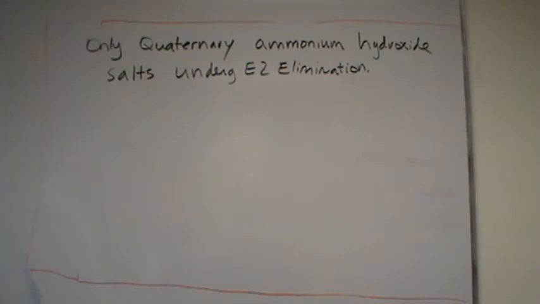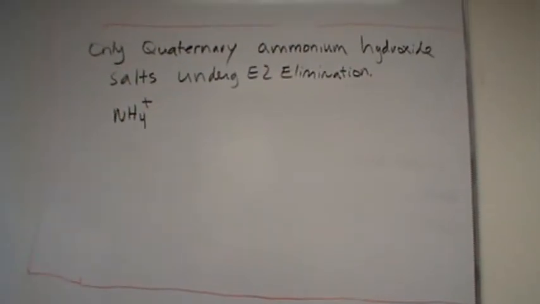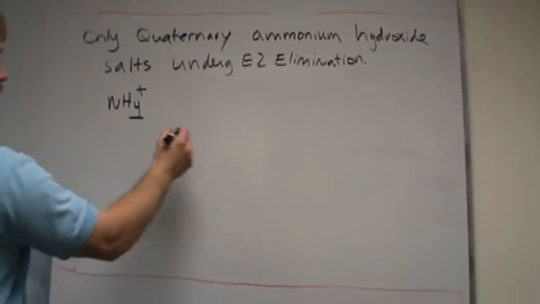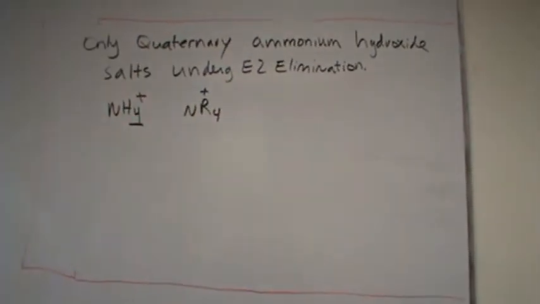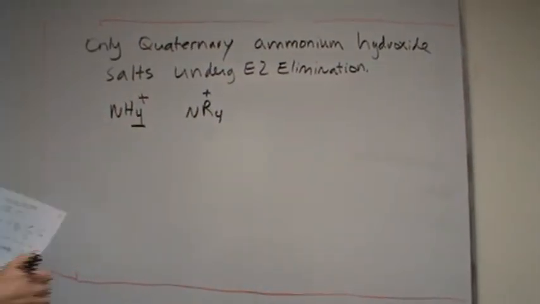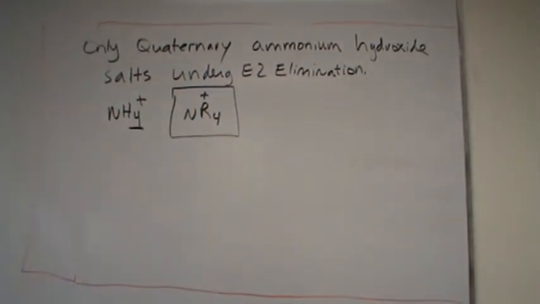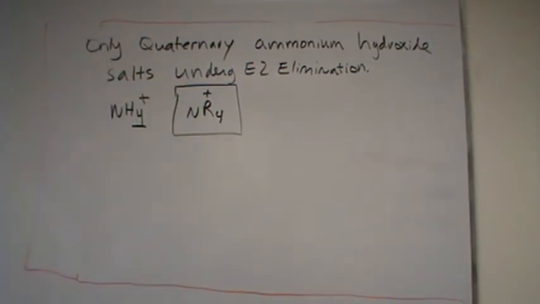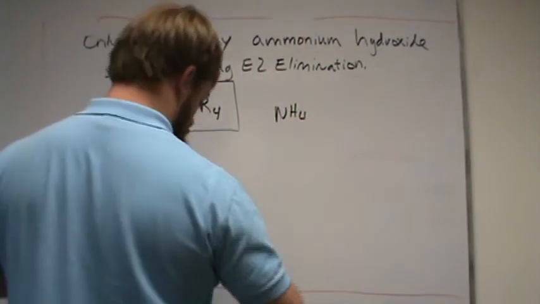So what is a quaternary ammonium hydroxide salt? Ammonium is NH4 plus, right? Quaternary means 4 alkyl groups. So if instead of 4 hydrogens we have NR4 plus, R being methyl, ethyl, propyl, whatever, 4 of the same, 4 different ones, this is a quaternary ammonium species. The positive charge is going to be stabilized by forming a salt with something that's negatively charged.